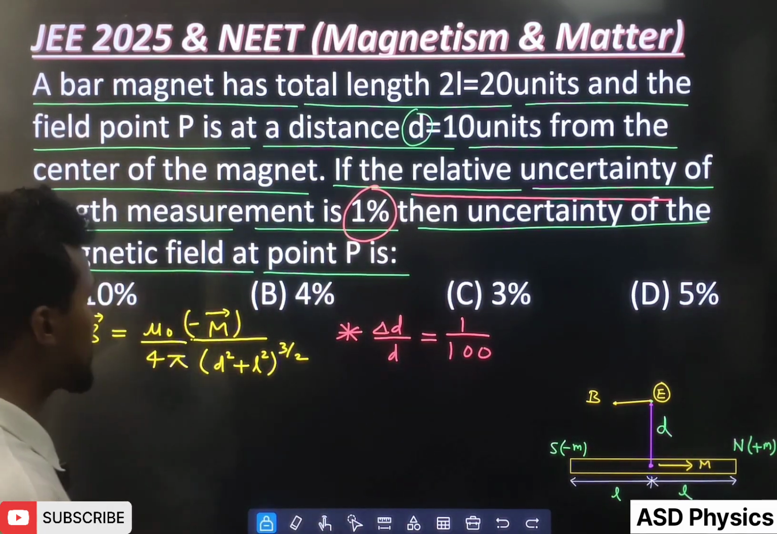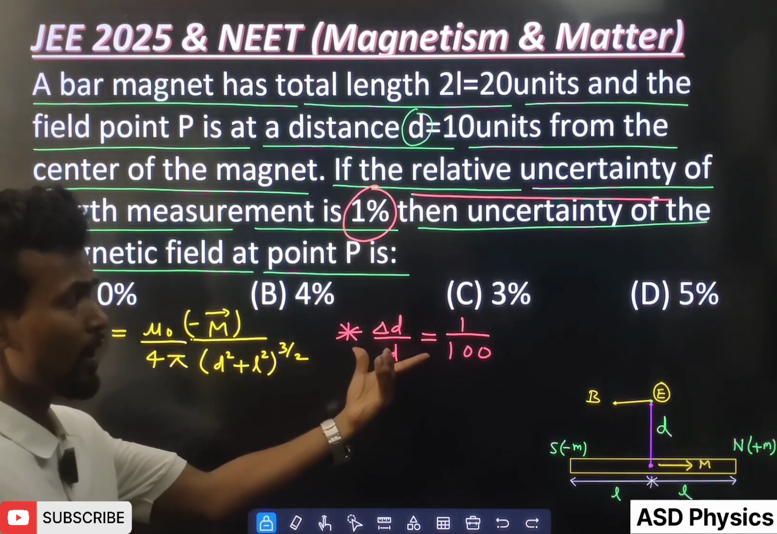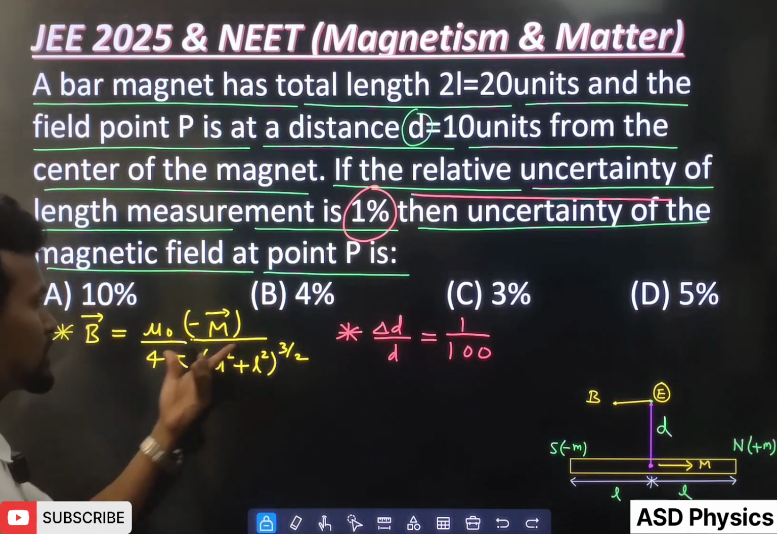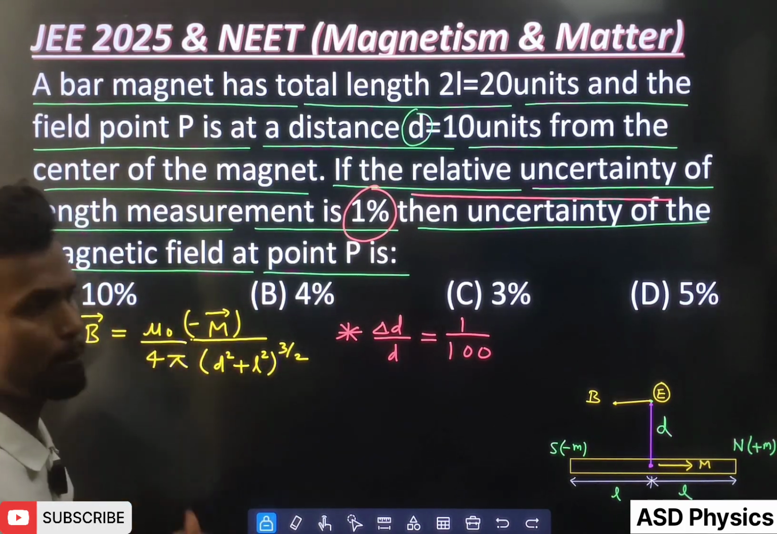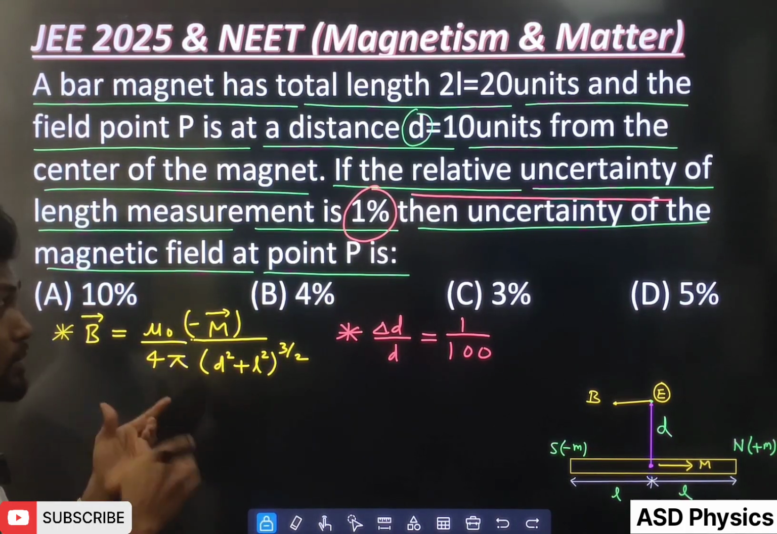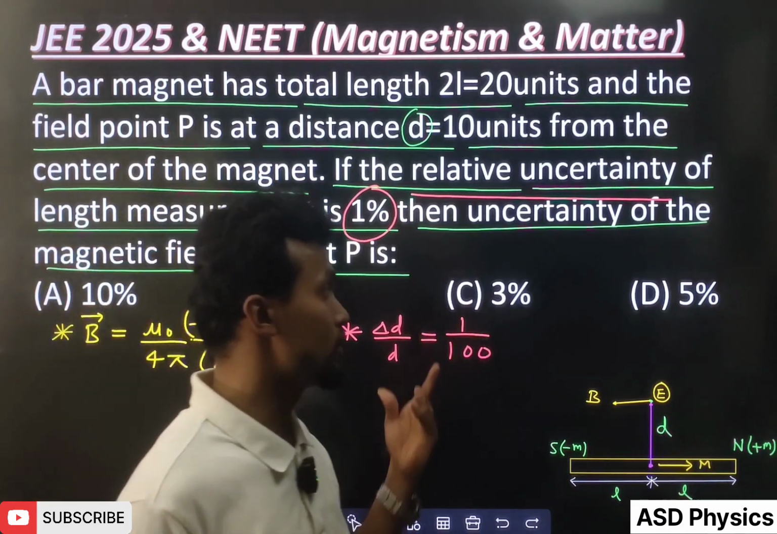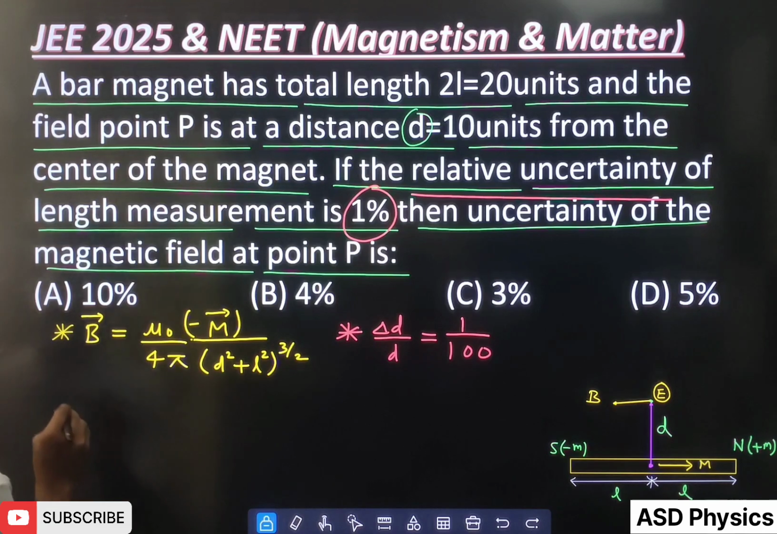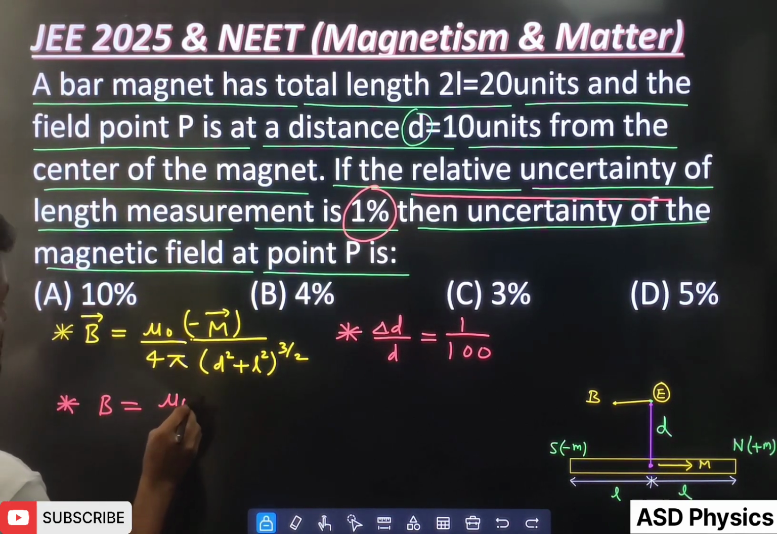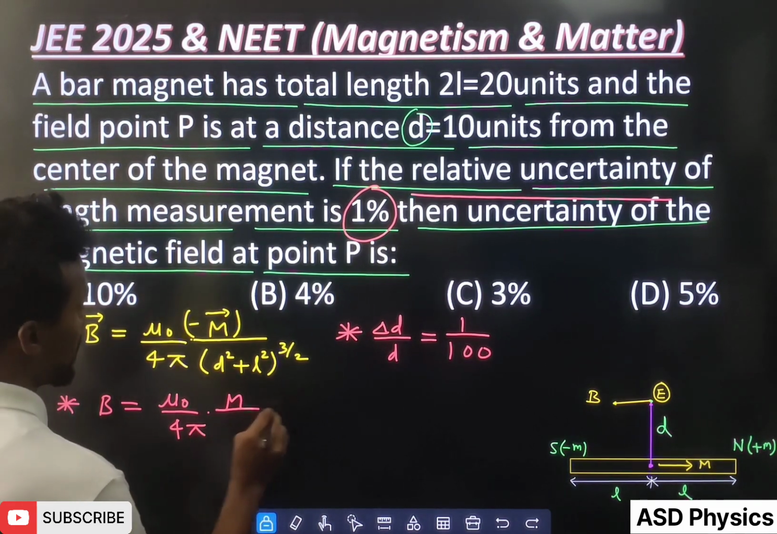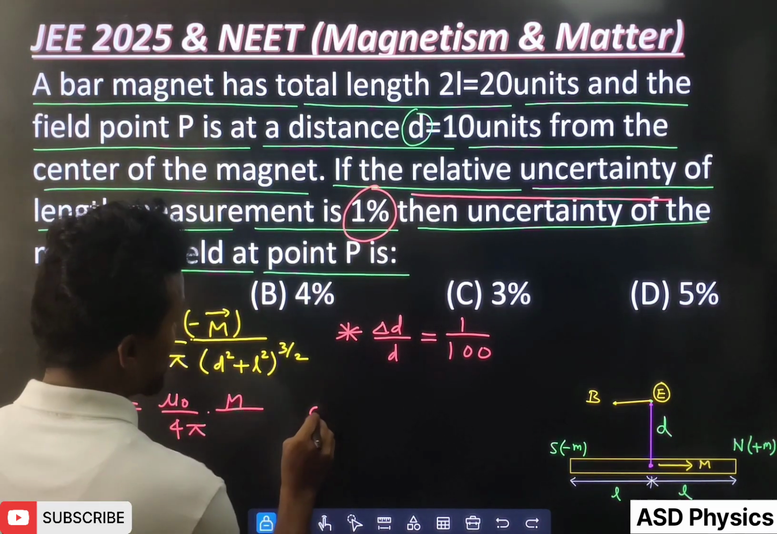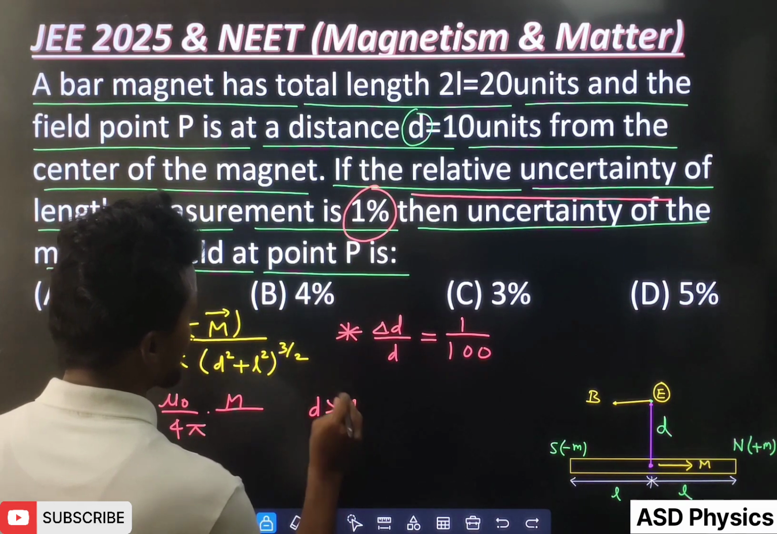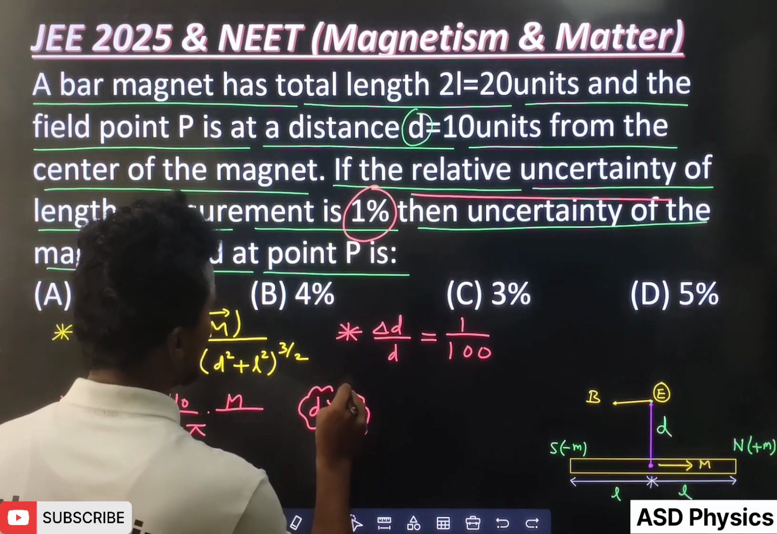Okay. If you apply the basic formula, the calculation will become very complex. This is the actual formula, but to keep things simple, we have to use the approximate formula. The approximate formula is only magnitude mu naught by 4 pi into M by D cubed, where D will be greater than L; then only the approximate formula is valid.